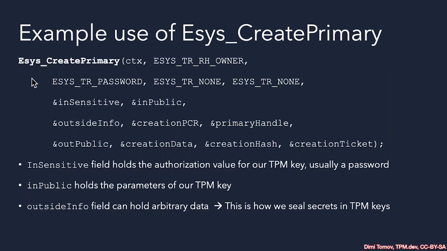And here is an example use of ESYS create primary. With all the function populated, we need also to have these variables to store the outcome of the operation. And here comes the in-sensitive field, which holds usually the authorization value for the TPM key we just mentioned, the in-public, the parameters, ECC, RSA, size, and so on. And outside info holds the arbitrary data. This is how we seal user arbitrary data in TC 1101 using TPM2 tools. Here we can do it using the ESAPI.